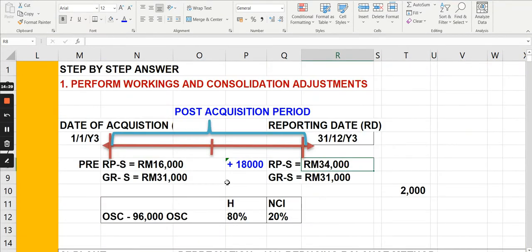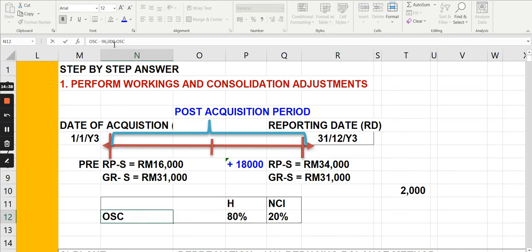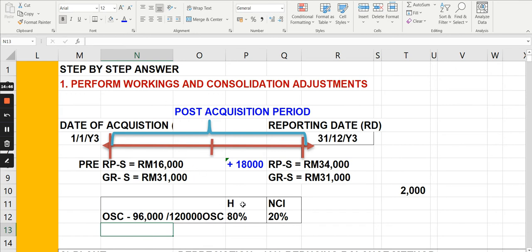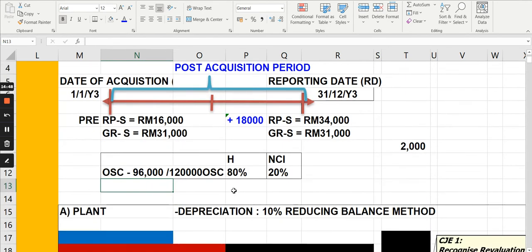Now, done with that, we can also calculate the percentage acquired. If you calculate the percentage acquired, it would be 96,000 from 120,000 of the ordinary shares, and that will give you 80%. Therefore, NCI was 20%.